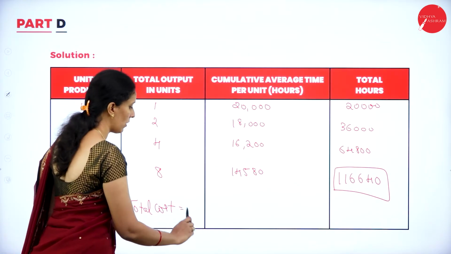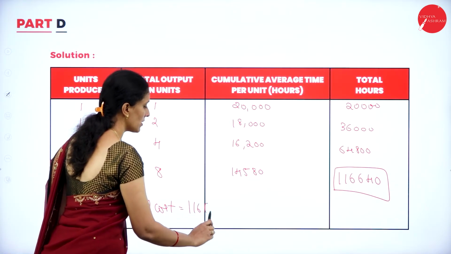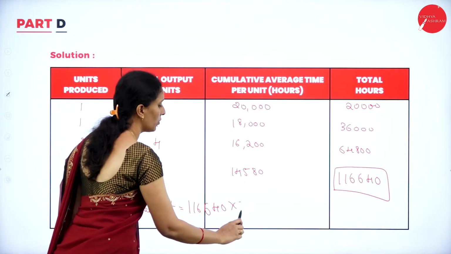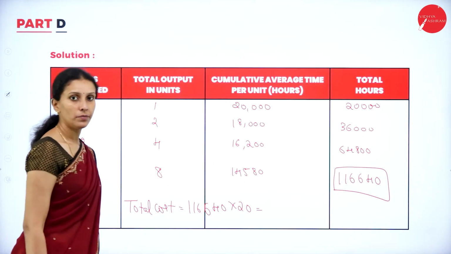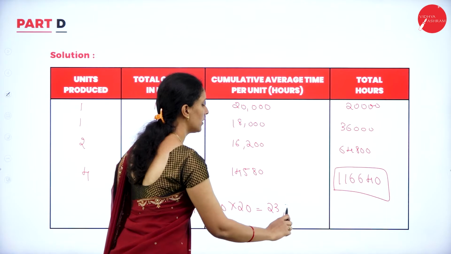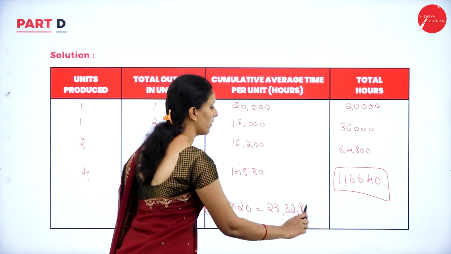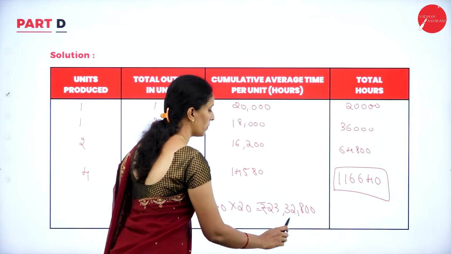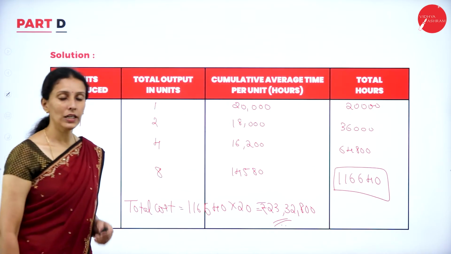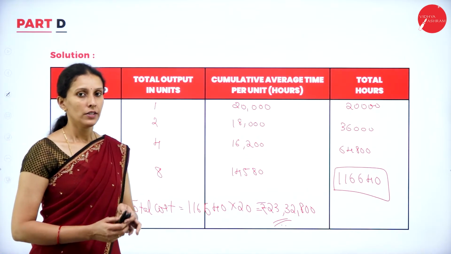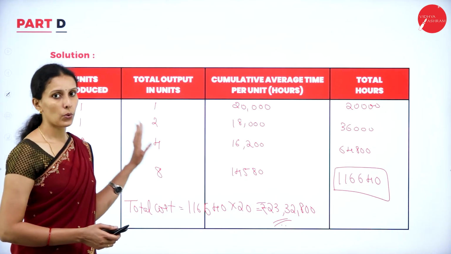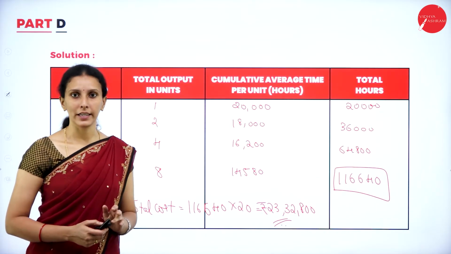Total cost is equal to 1,16,640 into 20. That is equal to 23,32,800 in terms of rupees. So this is the total labor cost. So you will be having one compulsory question from the learning curves.